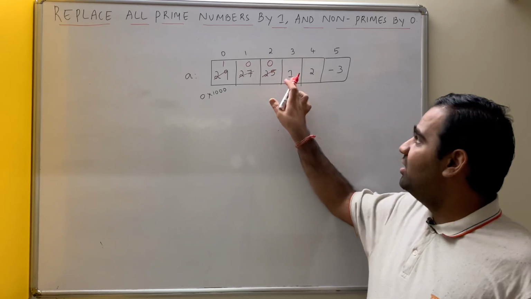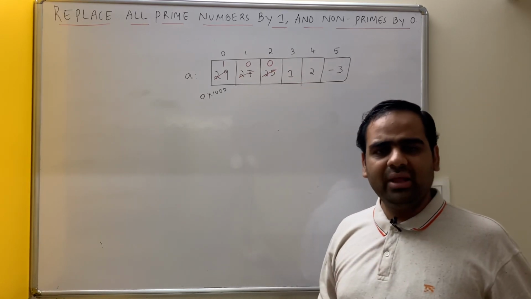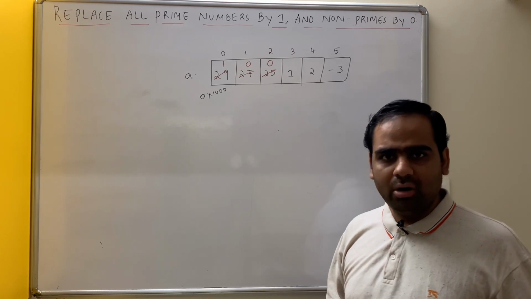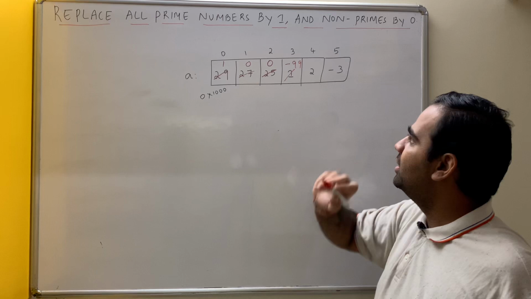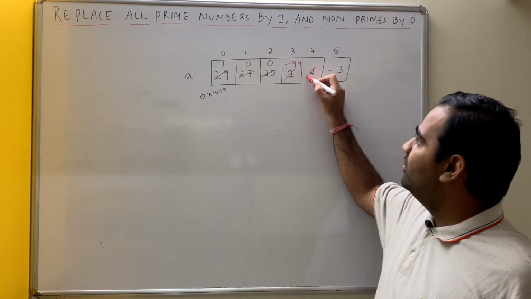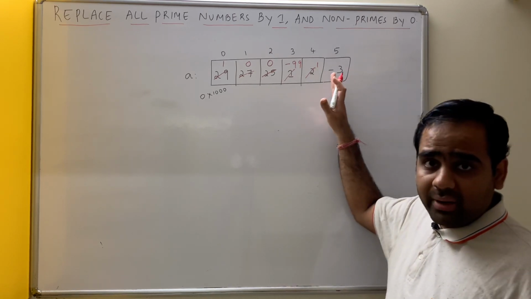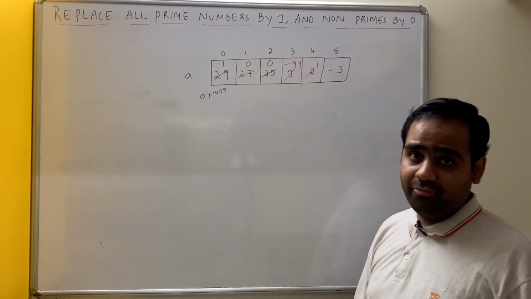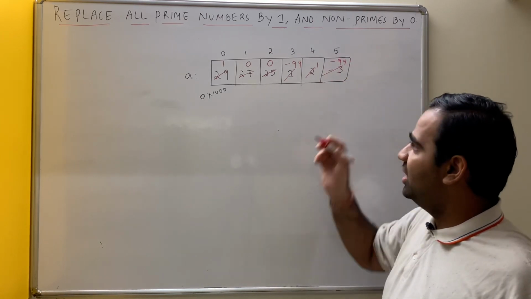Now 1 is neither prime nor composite, therefore we can do something like: if a number is neither prime nor composite, we will replace it by minus 99. Now if the number is prime, we will replace it by 1. If the number is neither prime nor composite, because minus 3 does not belong to the set of prime numbers, what do we do? We replace it by minus 99.